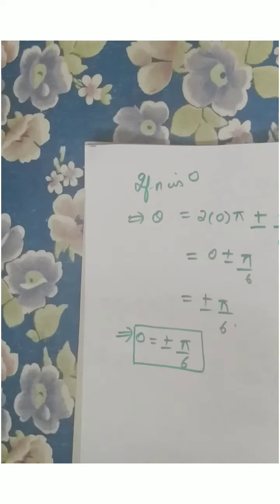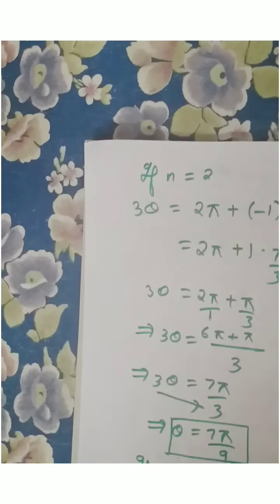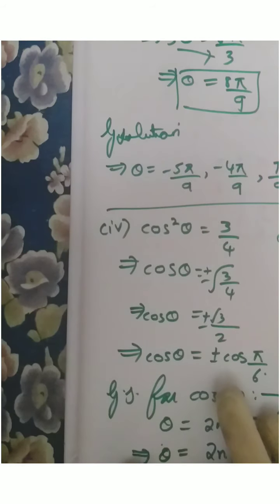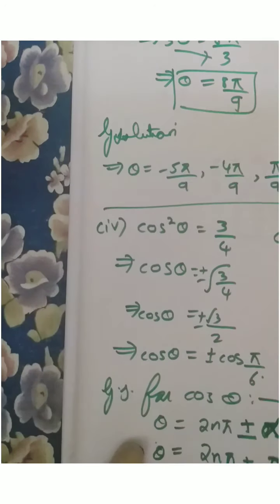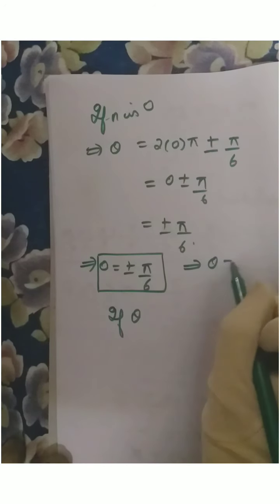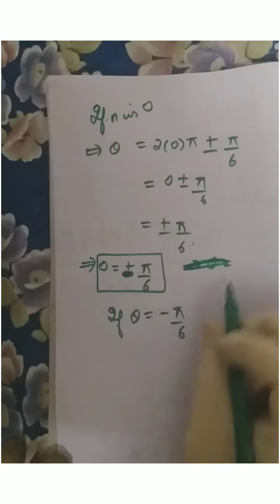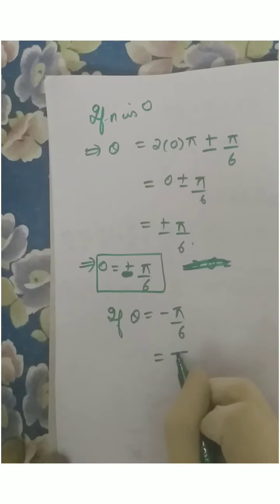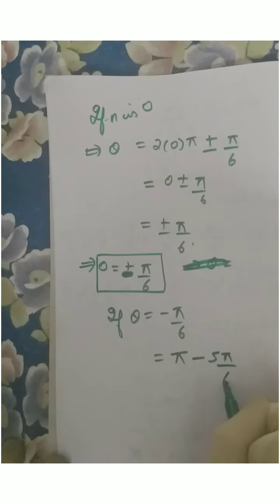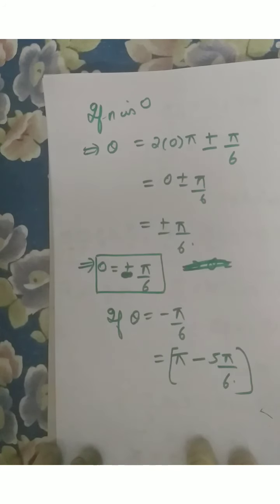And here I should consider my angle. This is cos, right? I have minus cos pi by 6 if I consider, that is minus pi by 6 if I consider. If theta is plus pi by 6 we got, right? Now if theta is minus pi by 6, then how can I write this? This can be written as 180 minus 5 pi by 6. And 180 minus 5 pi by 6 will give me only pi by 6.